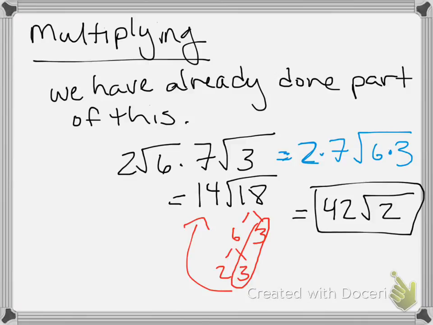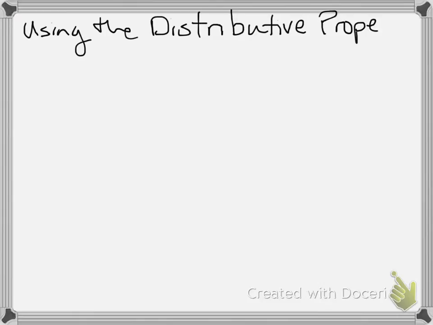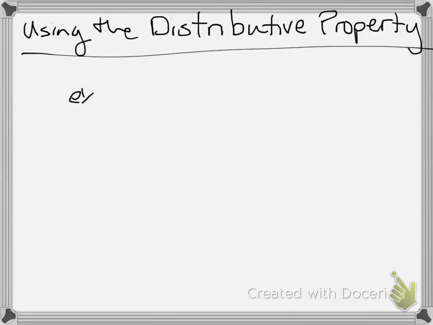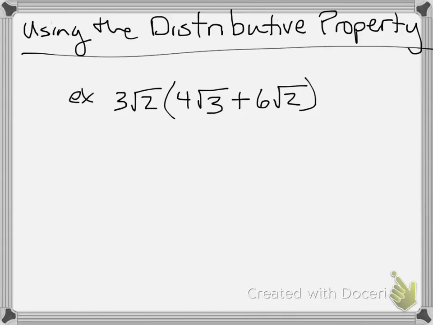Yes? Now, we know how to do that. So, we're going to take that and we're going to use it to do different types of problems. For example, using the distributive property. Using the distributive property with radicals is just like the normal distributive property. Let's look at this example. We've got 3 square root of 2 times 4 square root of 3 plus 6 square root of 2.